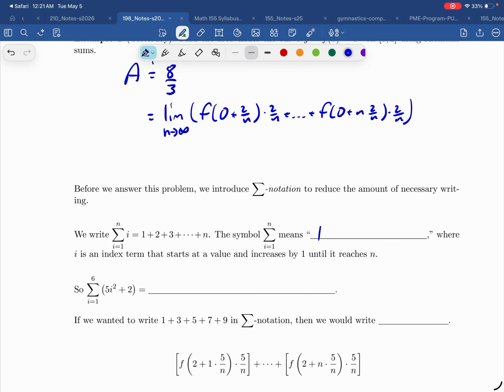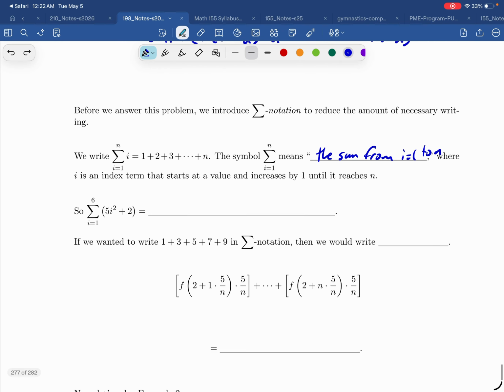This means the sum from i equals 1 to n. And i is an index term, and it just increases. So when I say this, that means i is going to start at 1, and I write a 1. And then we increase i by 1 to 2, and then i is 2. And because there's this sigma here, it means that we're adding all those terms.